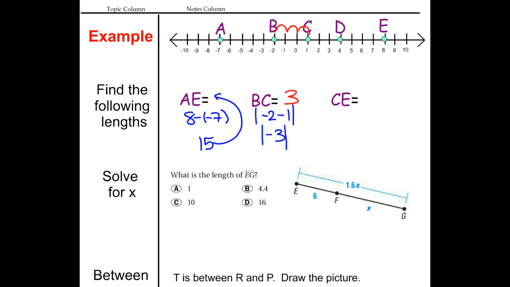And last but not least, C to E. I'm going to do C first. So 1 minus 8. Well, 1 minus 8 is equal to negative 7. Absolute value of each of those pieces, and what do we get? The distance is 7.